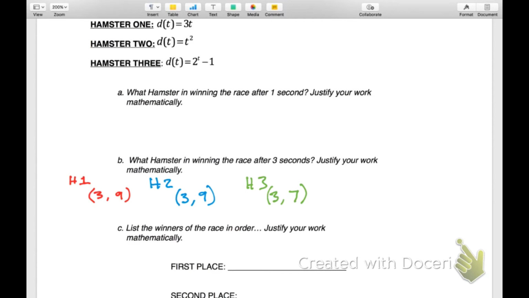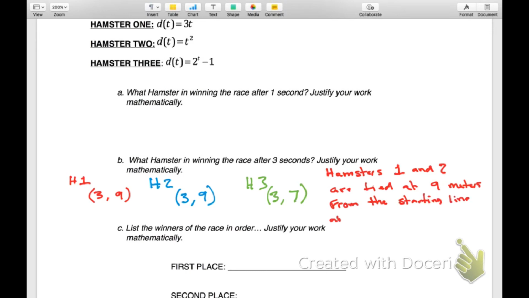So what hamster is winning the race after 3 seconds? Justify your work. Well, we can say that hamsters 1 and 2, because they are tied, are tied at 9 meters from the starting line, and that's after 3 seconds. Your explanation doesn't have to be exact as long as it explains what's going on in the picture.